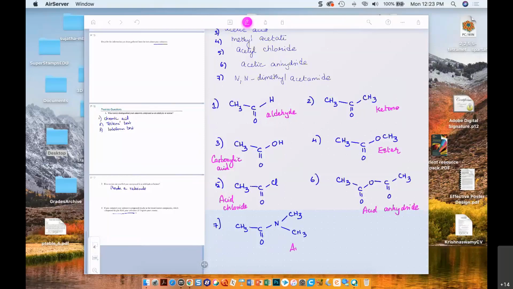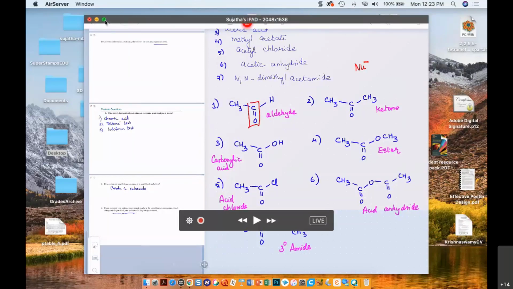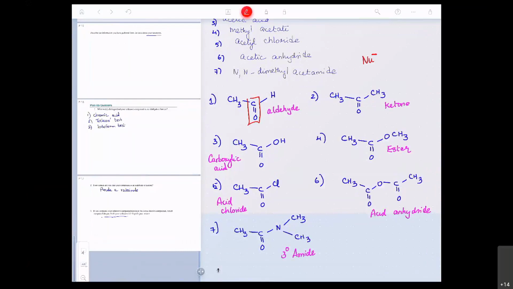And then the last one here is an amide, but I'll go ahead and write it as a tertiary amide because the nitrogen is connected to 3 carbons. So we got a variety of compounds here, and they all don't react with a nucleophile at the same rate. So the question is, if I brought in a nucleophile, are they going to attack these carbonyl groups at equal rate? Obviously not. They're not going to do that. And we want to see why.